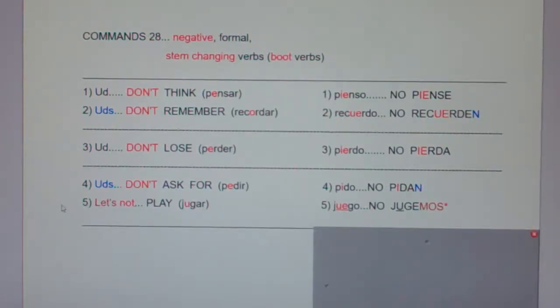And finally, number five, let's not play, no jugemos. Let's not play, no jugemos.